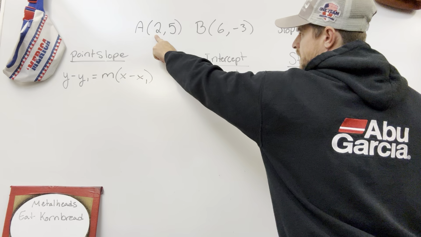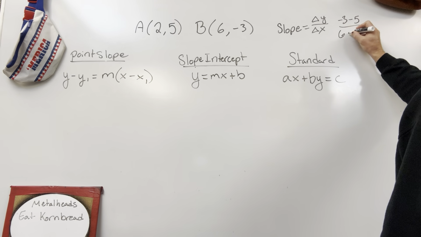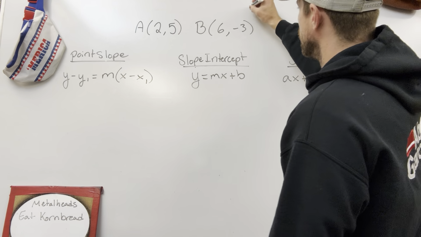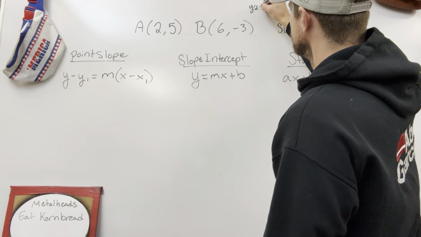Okay, so what is our slope? Our slope is our change in y over our change in x. So how are our y values changing? We're going from -3 to 5. So we want to say -3 minus 5. Remember, take y2 minus y1. And then we'll put on the bottom 6 minus 2, because that's x2 minus x1. Okay, so that's 6 minus 2. One more time. y2 minus y1 over x2 minus x1 gives us the slope that we're looking for.